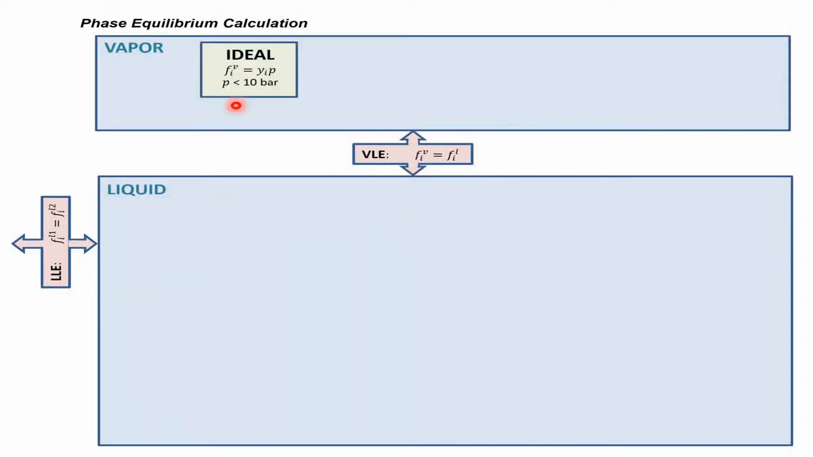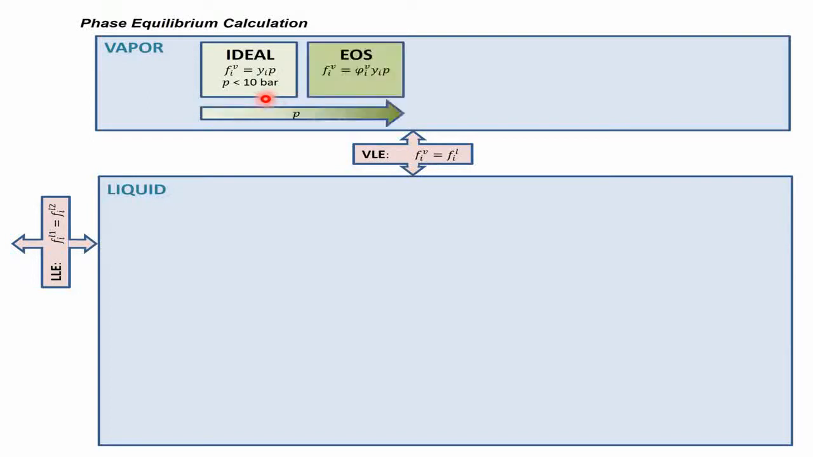The simplest model used by Aspen is the model of ideal gas. In this case, the fugacity of components is calculated to be equal to the partial pressure. This model is suitable when we are using pressures below 10 bars.